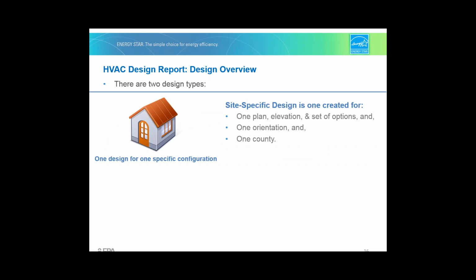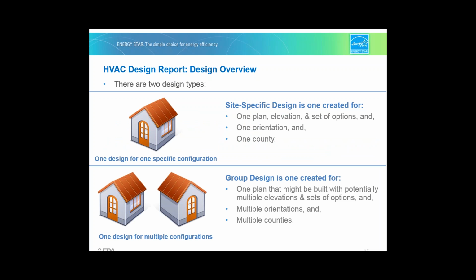The second type is a group design, and by that we mean an HVAC design created for a plan that's intended to be built with potentially different configurations. That is to say, different elevations, options, or even orientations. And this is more common in the production environment today. Now there's no wrong answer here. We just need you to indicate which design type you've completed.